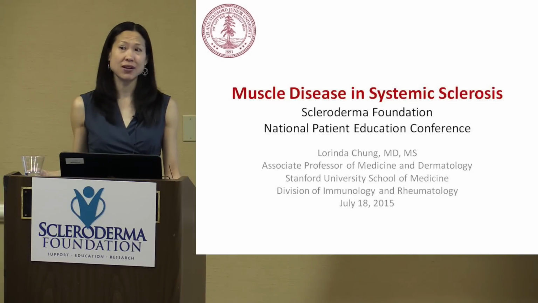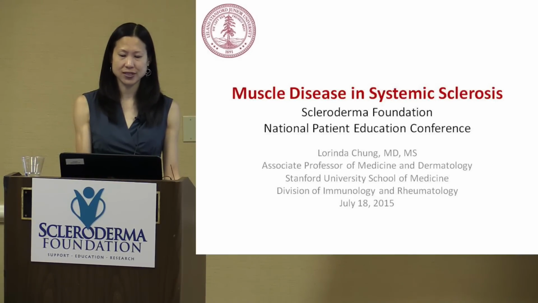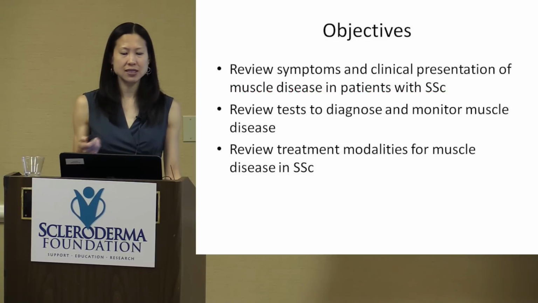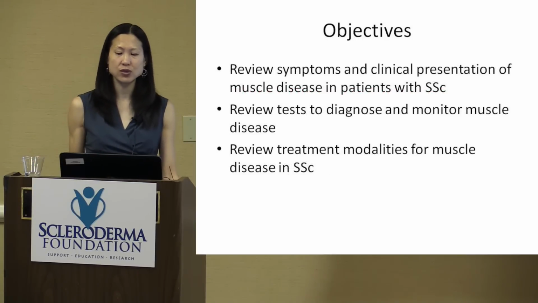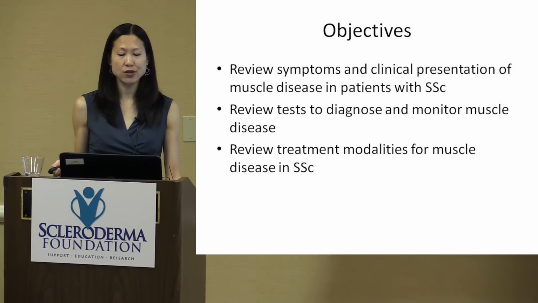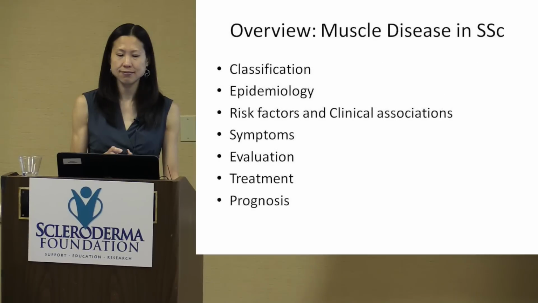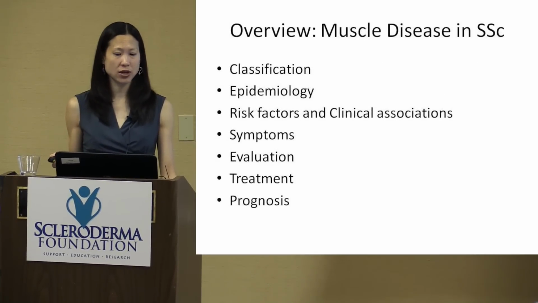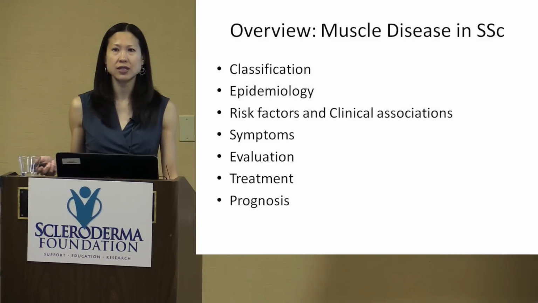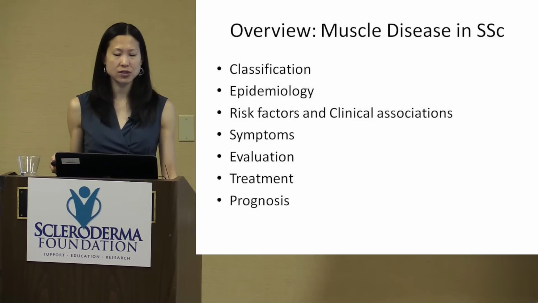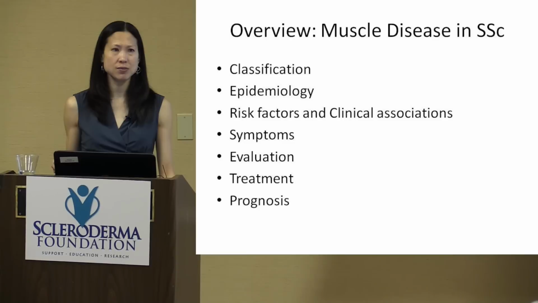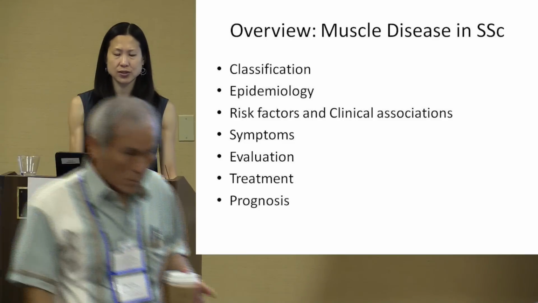But this session is going to be on muscle disease in systemic sclerosis. Just listed here, the objectives: we're going to review symptoms and clinical presentation of muscle disease in patients with scleroderma, review tests to diagnose and monitor muscle disease, and review treatment modalities for muscle disease in scleroderma patients. Again, listed here is an overview of what I'll be talking about. I'll be covering classification, epidemiology or frequency of muscle disease, risk factors, symptoms, evaluation, treatment, and prognosis.